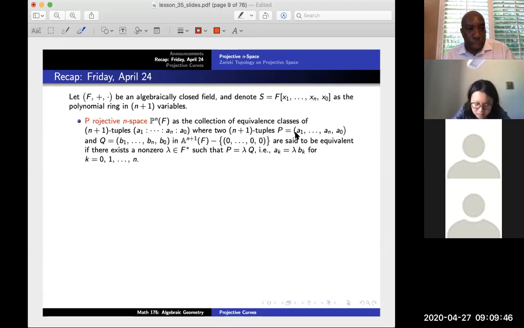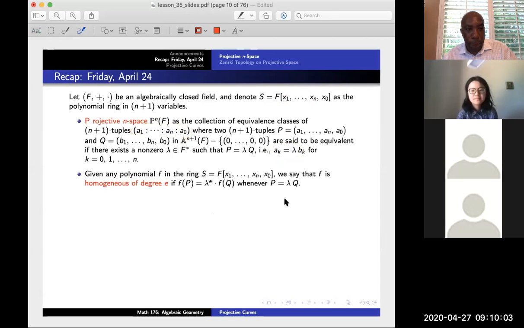So remember that projective n space is this collection of these equivalence classes where we'll say that two n+1 tuples are equivalent if there's a non-zero scalar where we can match them up in this way, right? So just a standard definition of projective n space.